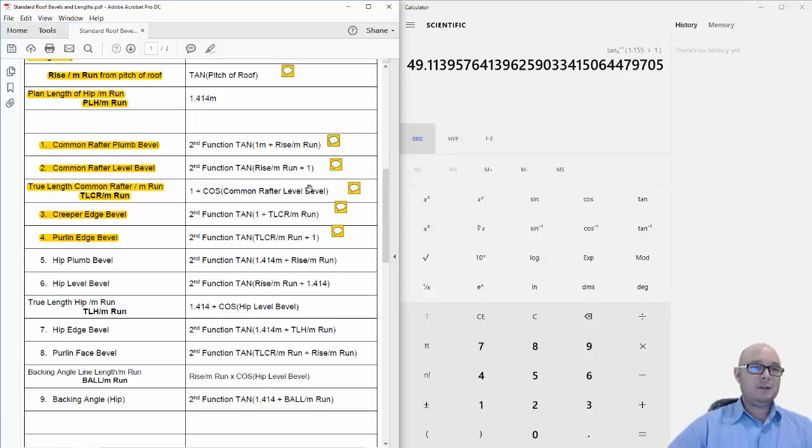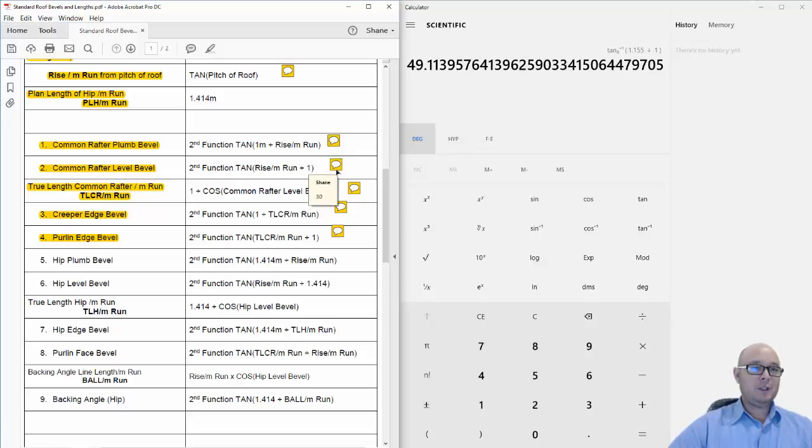Now the same can be said for the common rafter plumb bevel and the common rafter level bevel, because they're found in the same triangle as well, and so they must equal 90, and they do. As you can see, the common rafter plumb bevel is 60 and the common rafter level bevel is 30. Those two added together equals 90. So if they don't equal 90, then again you've made a mistake in your calculation.